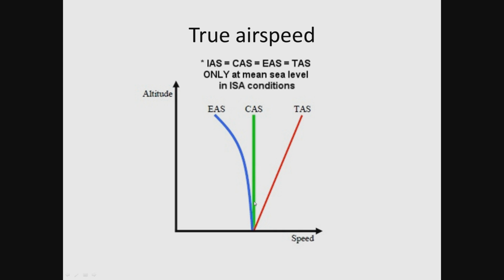If I now climb to a higher altitude while trying to maintain a constant calibrated airspeed, which for all intents and purposes is almost the same as the indicated airspeed, there's not much in it, notice that in order to maintain a constant calibrated airspeed, my true airspeed has to get faster and faster. I have to physically fly faster through the air because the air's getting thinner. So there's less air going over the airframe, less air going over the wings, less air going into the pitot tube. So I have to fly faster to maintain my calibrated airspeed.